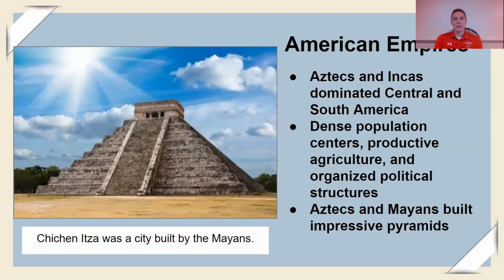Now, what we see in Southern and Central America is that Native people will create empires. Especially groups like the Aztecs and the Incas will develop dense population centers, productive agriculture, organized political structures, long distance trade networks that are going to create civilization systems. The Mayans built impressive pyramids. Aztecs built this one in the picture here called Chichen Itza.